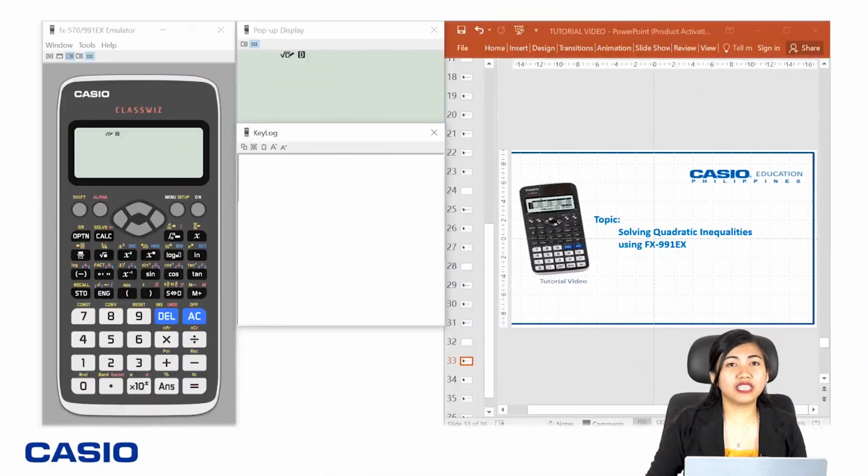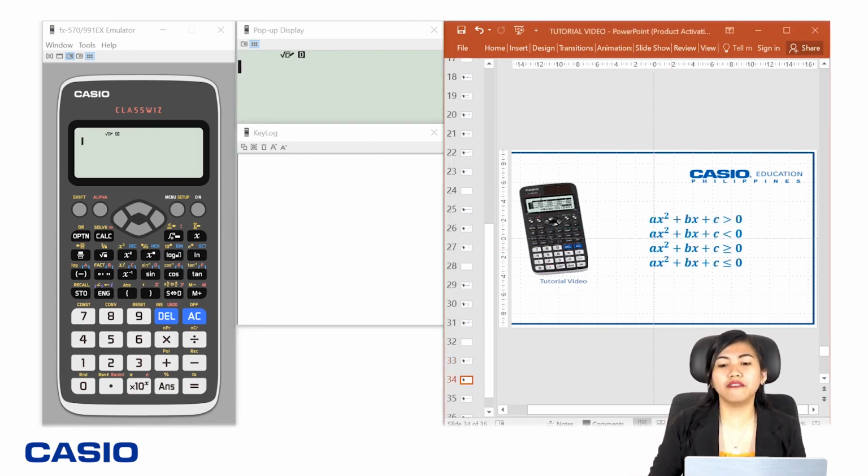When we say quadratic inequalities, it is like a quadratic equation, but we are using the four inequality symbols, which are less than, greater than, less than or equal to, and greater than or equal to. So it has four forms. We have ax squared plus bx plus c greater than 0, ax squared plus bx plus c less than 0, ax squared plus bx plus c greater than or equal to 0, and ax squared plus bx plus c less than or equal to 0.